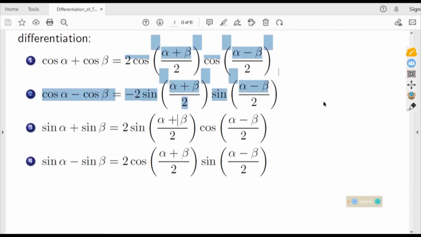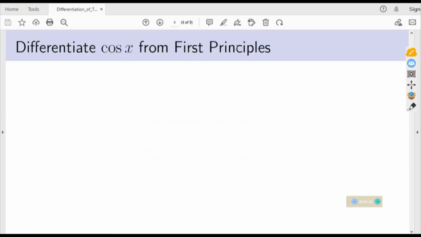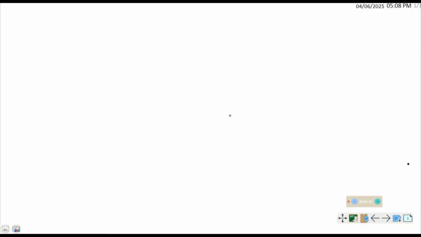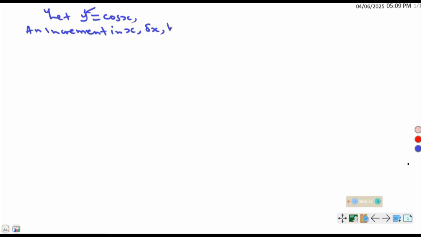To look at differentiation, we shall begin with differentiating cos of x from first principles. To differentiate cos of x from first principles, we shall first of all let y equal cos of x. If you take an increment in x, for example by delta x, it will bring an increment in y, which we can call delta y. So delta x and delta y are increments in x and y respectively.